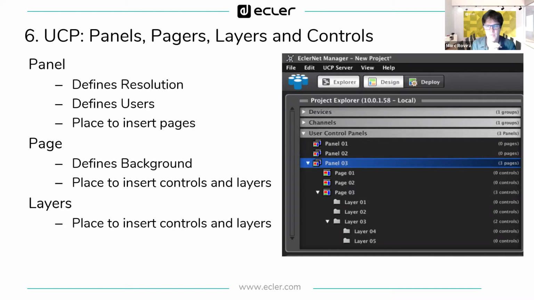Okay, here it is the same, and it will allow you, if you create a layer and you put some different controls, let's say a text with a button and with an LED, 3 controls, then you can copy the 3 of them at the same time and move the 3 of them at the same time. If they are not in a layer, you will have to move them one by one. You don't have a multi-select option in EclerNet Manager when you are designing UCPs. And controls, which are buttons, images, and all these things, we will cover what type of controls we have in the next slides.